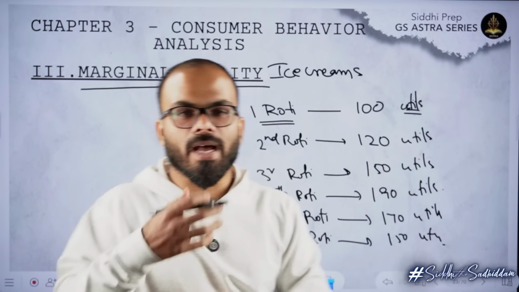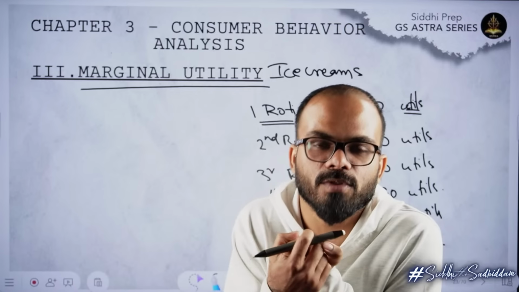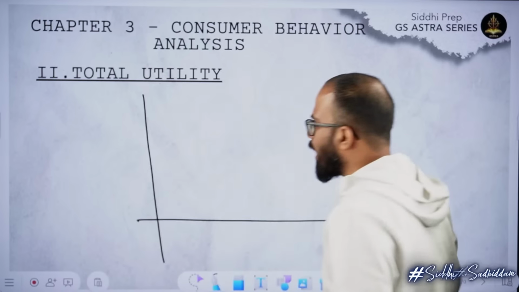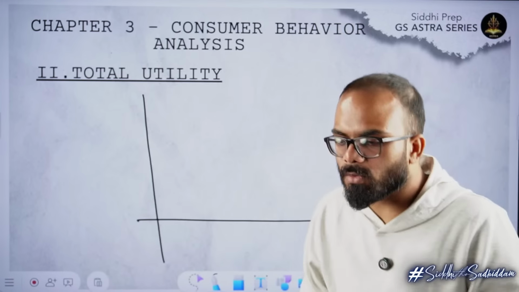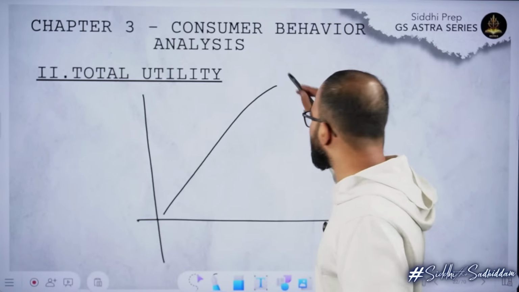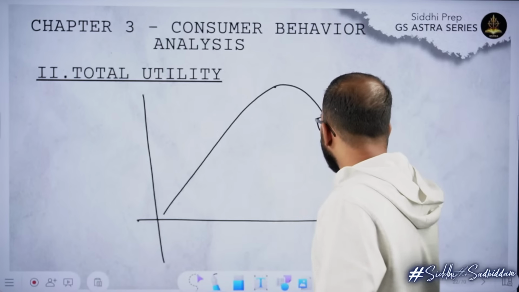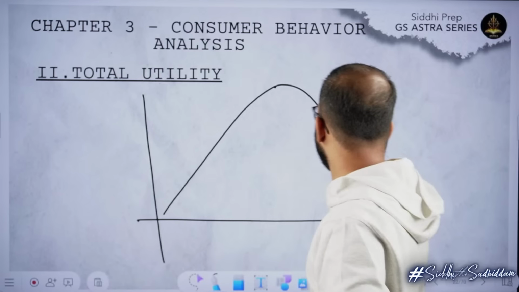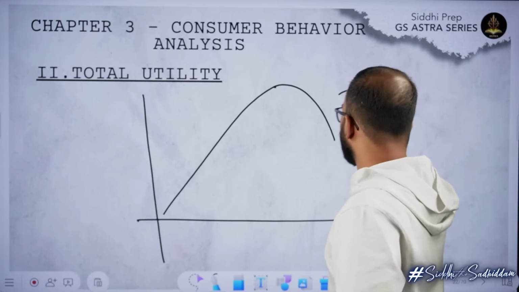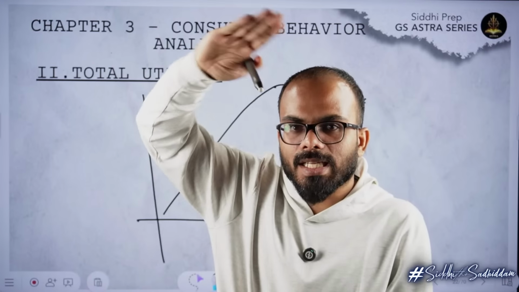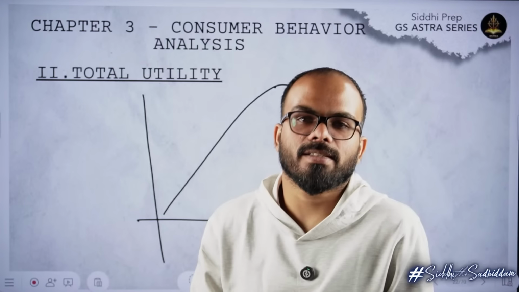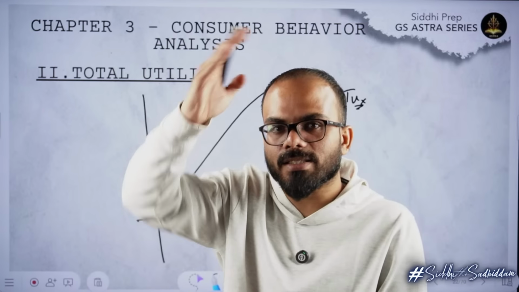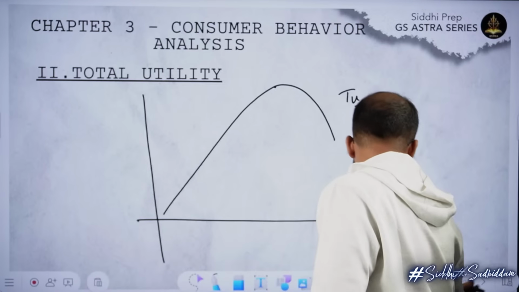So basically, as you keep on increasing your consumption, your utility will increase further. As you start consuming more, your utility increases till a particular point, and after that, your utility will start decreasing. This is called the total utility curve. Your total utility increases till a point and then it starts decreasing. This is the first thing that we need to understand. Total utility always increases and then decreases. This is called total utility.